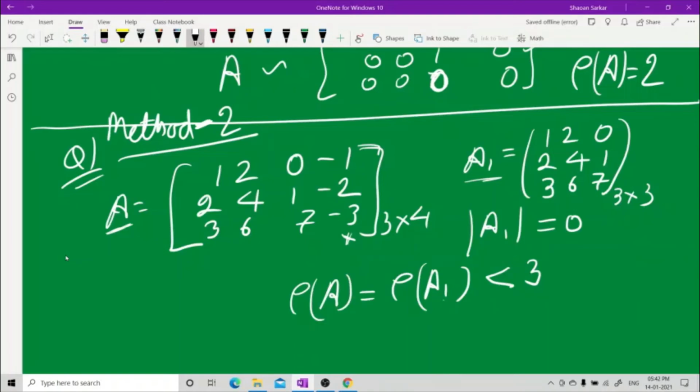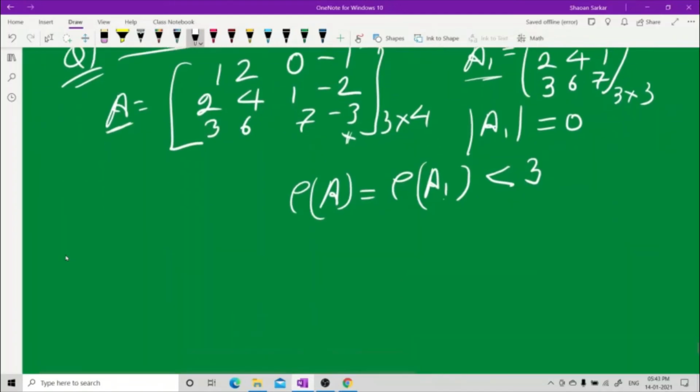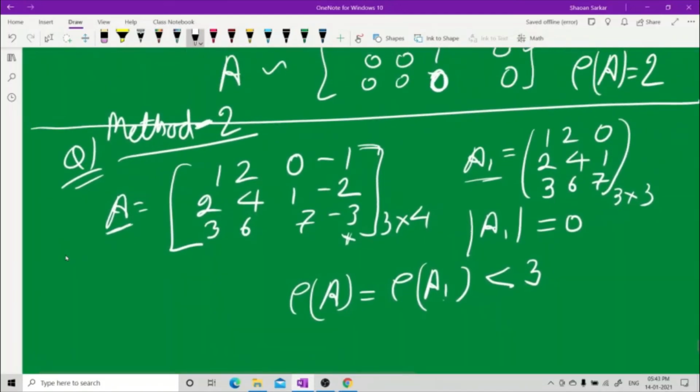Now you consider another matrix of this form. I took these three columns, but you may do it in this way. You may take this column and this column every time. This is A1.